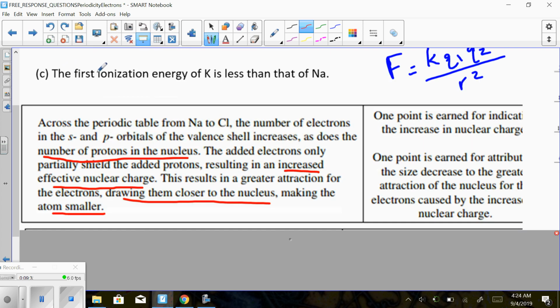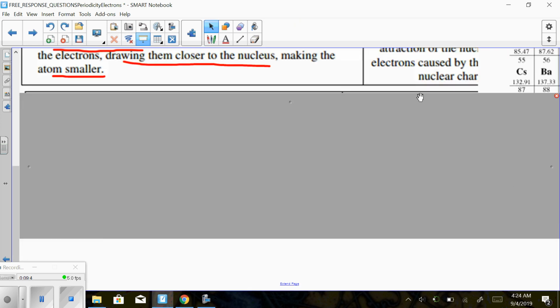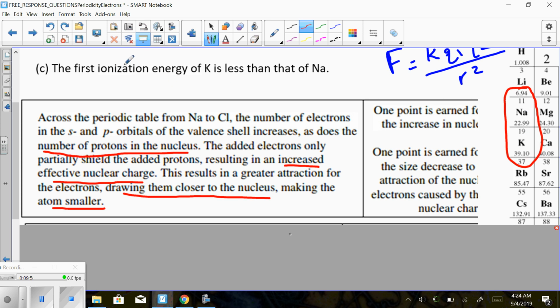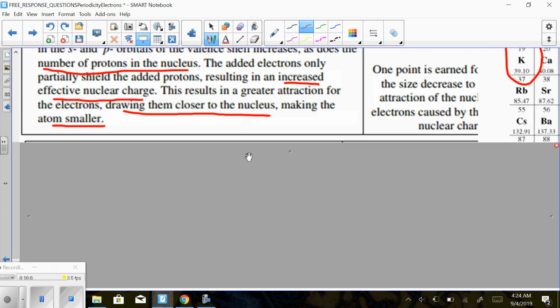Okay, the next step, the first ionization energy of potassium is less than that of sodium. And so let's look at potassium compared to sodium. Those two are right here in group 1. And if we look at that, it takes more energy to remove a valence electron from sodium than potassium. Potassium is easier to remove. So why? Let's look at the answer.